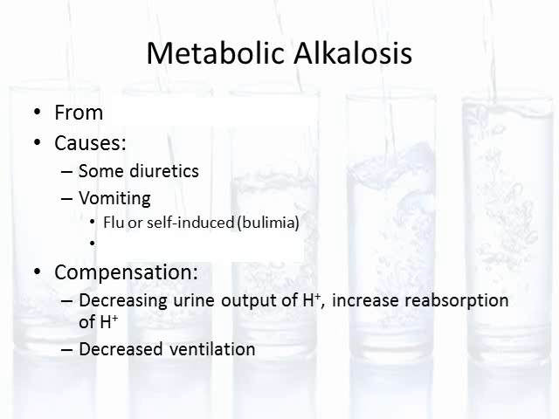And lastly, metabolic alkalosis is from losing too many hydrogen ions. Some diuretics can do this by making us urinate out too much hydrogen. And the other really common cause is vomiting, since our stomach is very acidic. So if we have the flu, or we're self-inducing vomiting, or any kind of too much vomiting, we lose stomach acids, which can lead to a drop in hydrogen ion concentration in the body. The way that we deal with this is by decreasing urine output of hydrogen ions or increasing reabsorption of hydrogen ions. And then on the lung side, we just slow down our breathing rate a little bit, which holds on to more CO2 and can offset this.